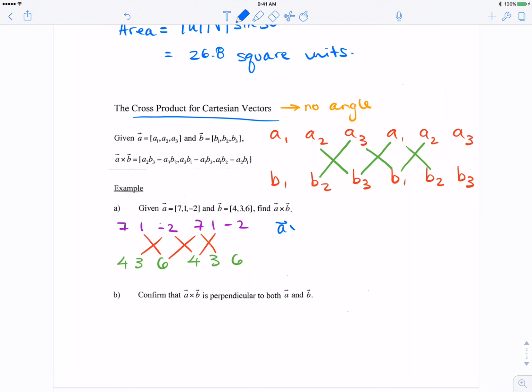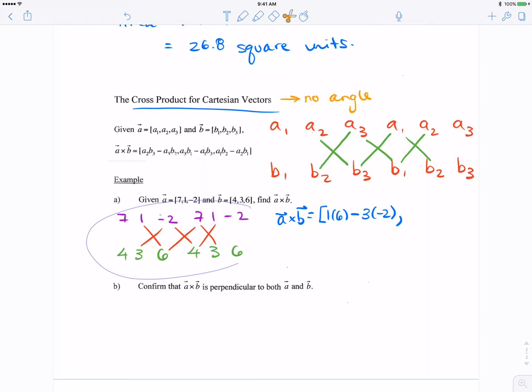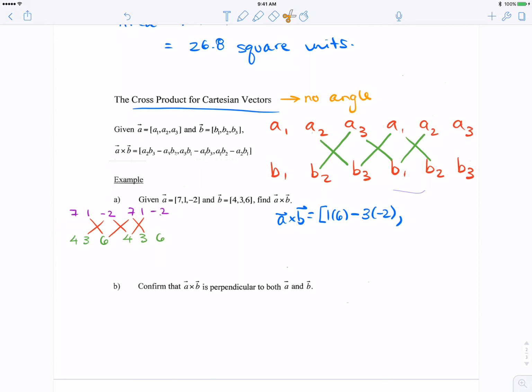So if I have A cross B, my vector components, it's 1 times 6 minus 3 times negative 2. Comma, that's my first component. I move on to the next stage. I'm going to make that a little smaller so I can fit all my work here. So that's my first component. I go on to the second one. Negative 2 times 4, subtract 6 times 7. Move on to the third component.